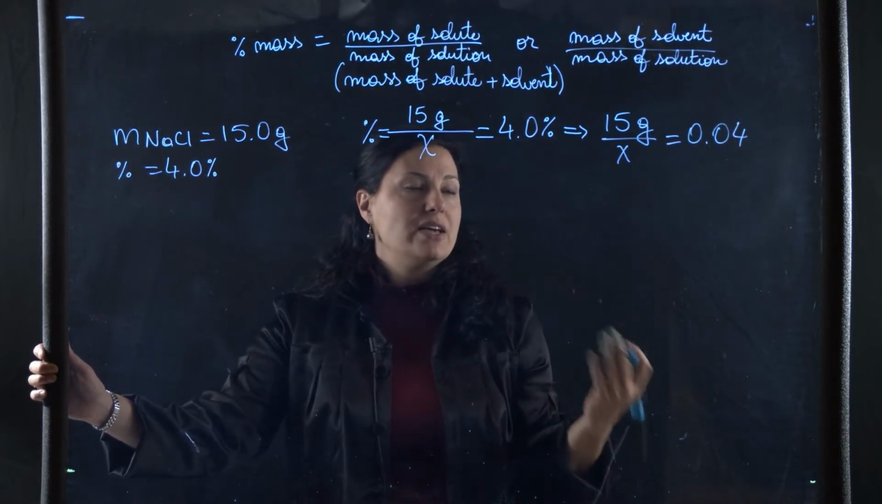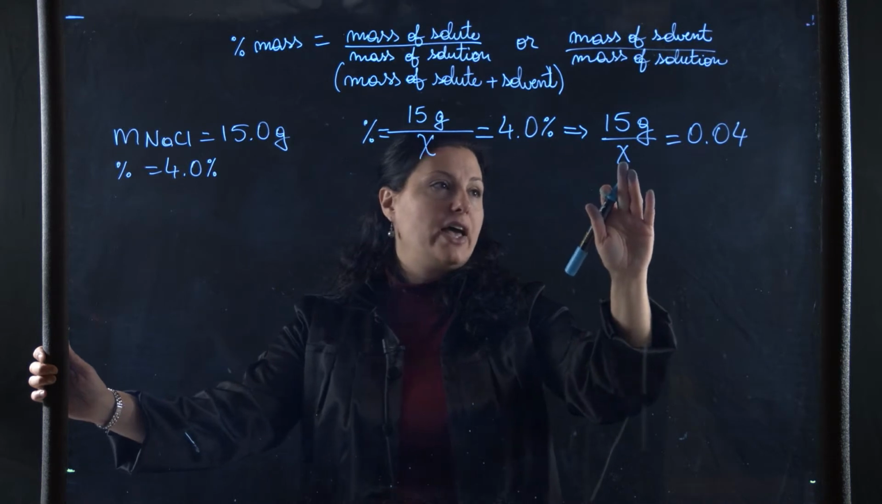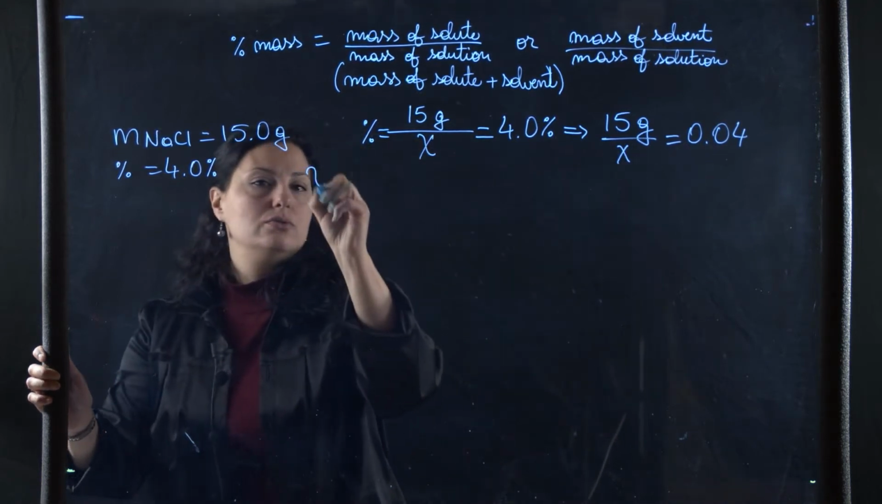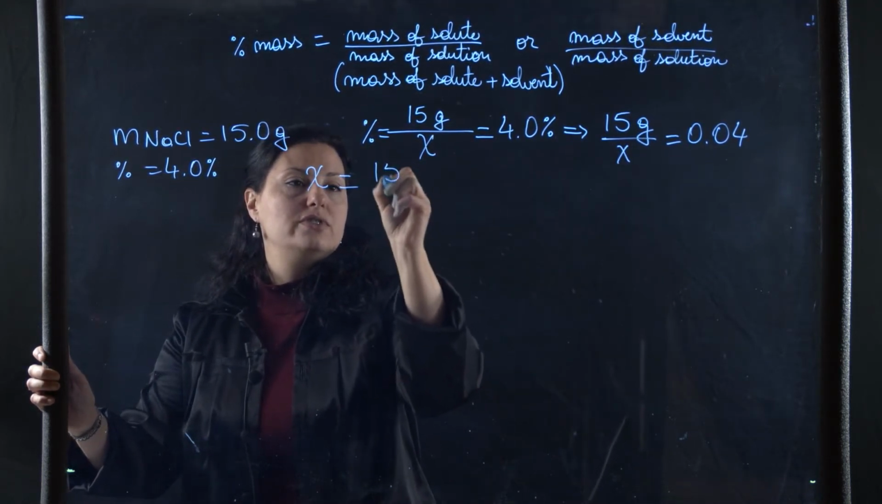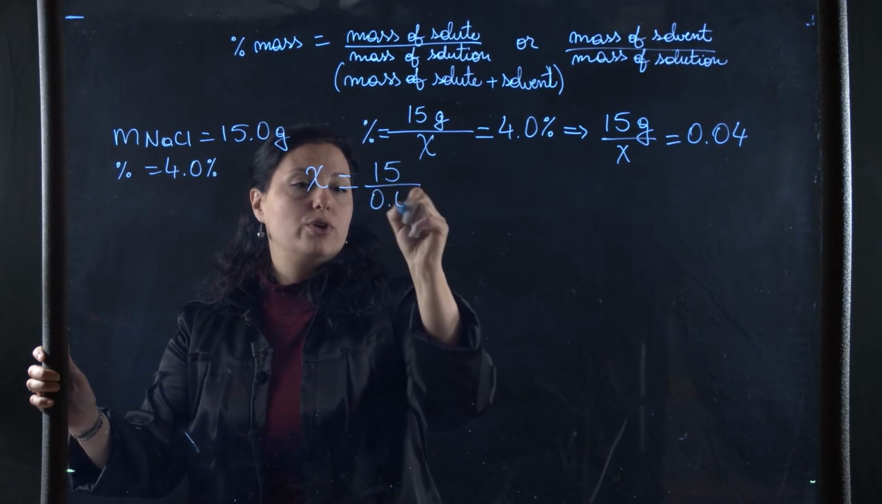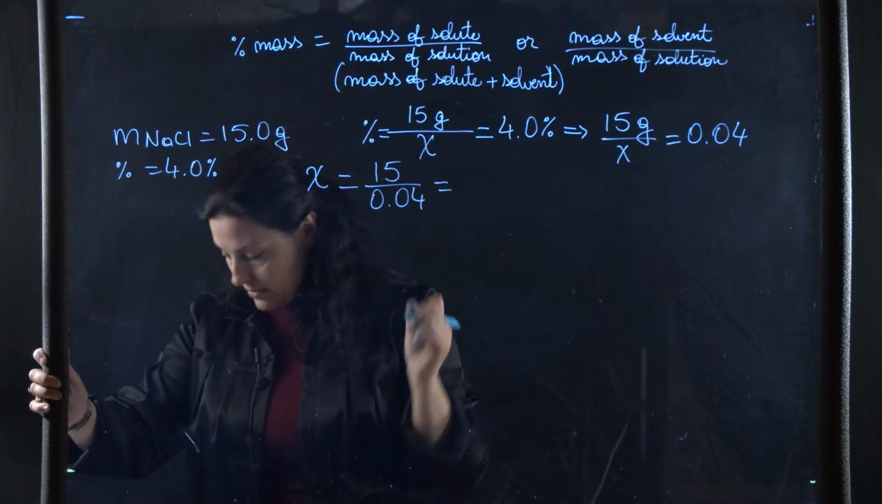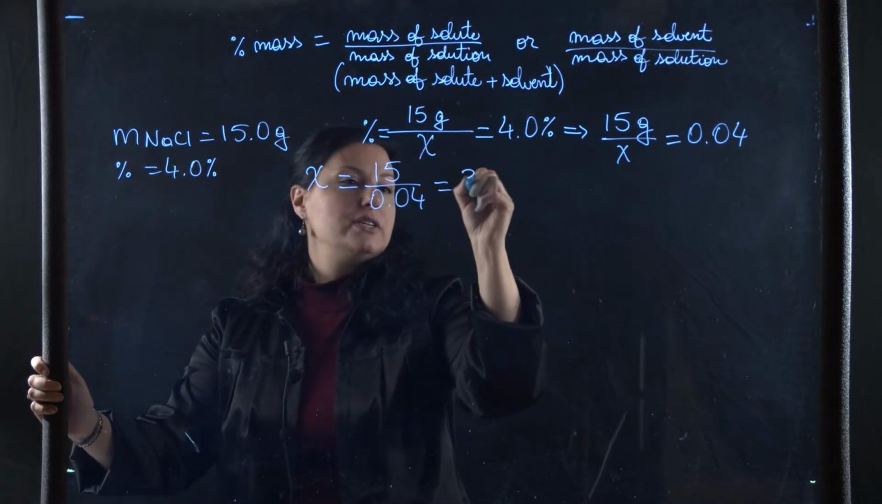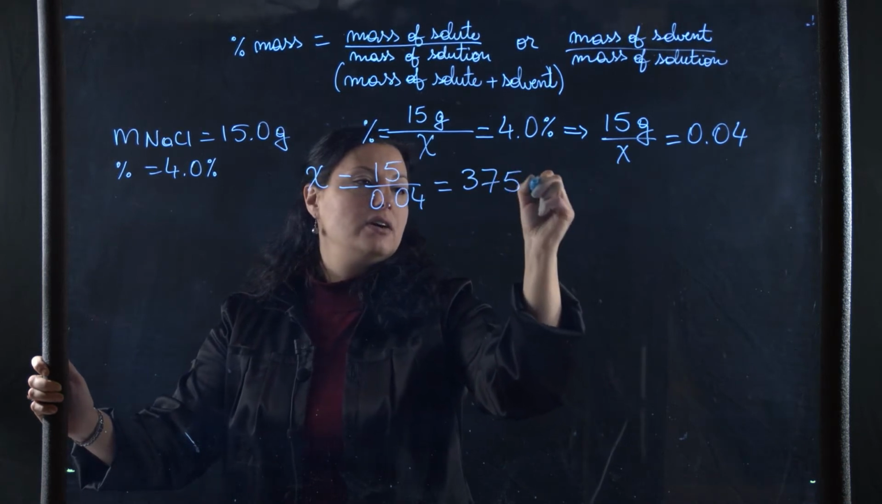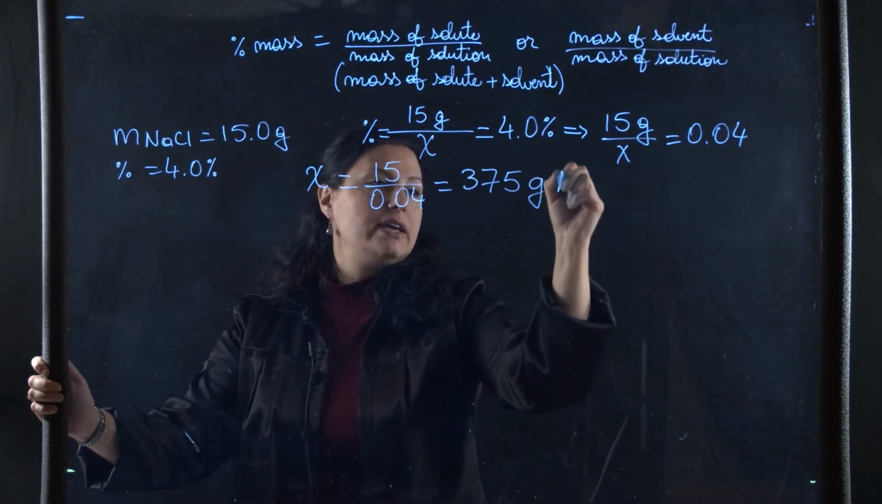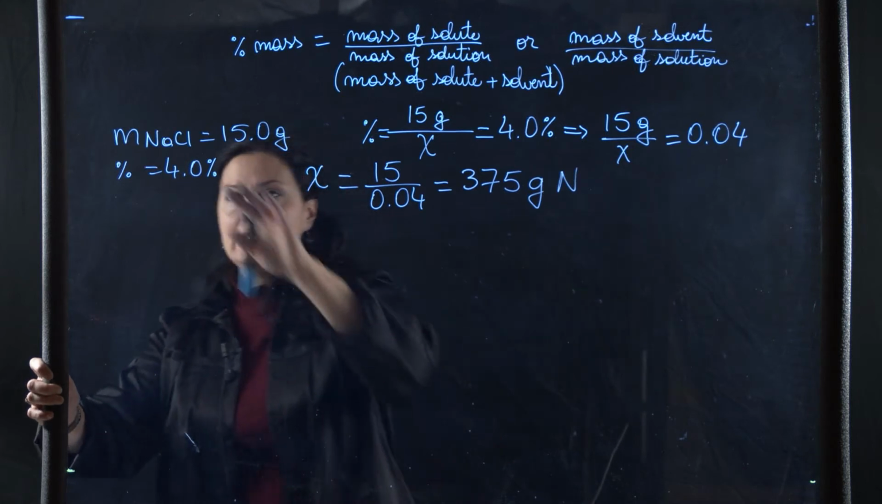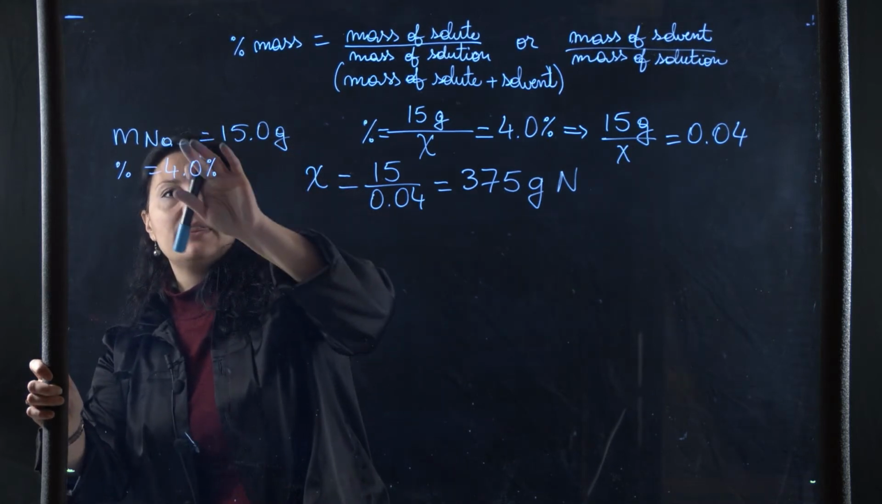And now that I have that in a simple number, I can figure out X. So X is equal to 15 divided by 0.04. And this gives me 375 grams of NaOH solution, not NaCl. Sorry about that.